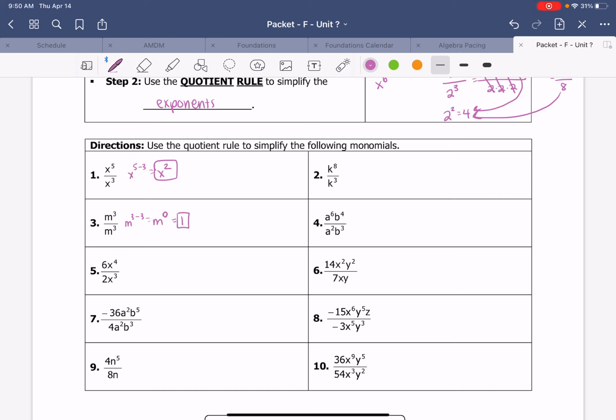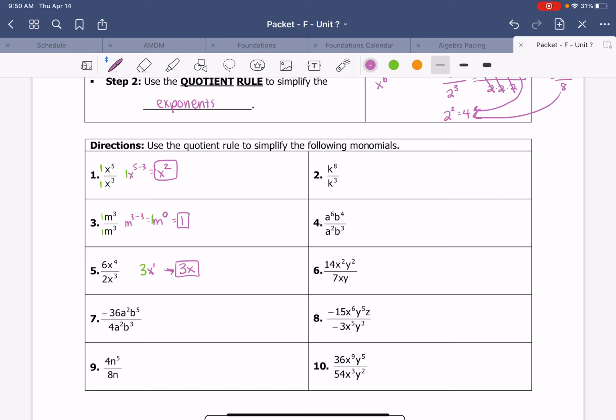Number 5, now we have some coefficients going on, because in the first two problems we looked at, it was just 1 over 1, which is 1. 1 over 1, which is 1. You know, 1 doesn't really do anything. So number 5, 6 divided by 2 is 3. Then we have x to the 4th power divided by x to the 3rd power. We subtract 4 minus 3 to get an exponent of 1. And remember, an exponent of 1 we don't have to write, so that simplifies to 3x.